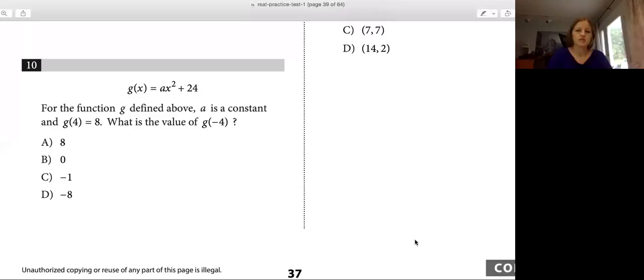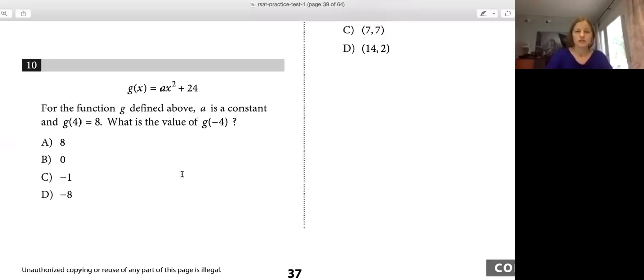Hi, we are moving on to question number 10 on test 1, section 3 of the official SAT study guide. So this one deals with functions. Let's take a look at the problem first. Functions are one of those things that students often have a difficult time with, and they aren't as hard as they seem, right?